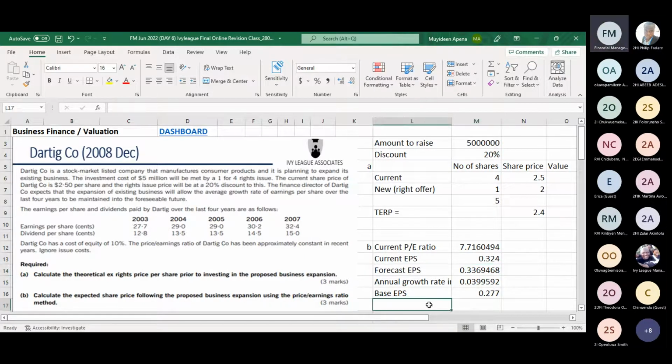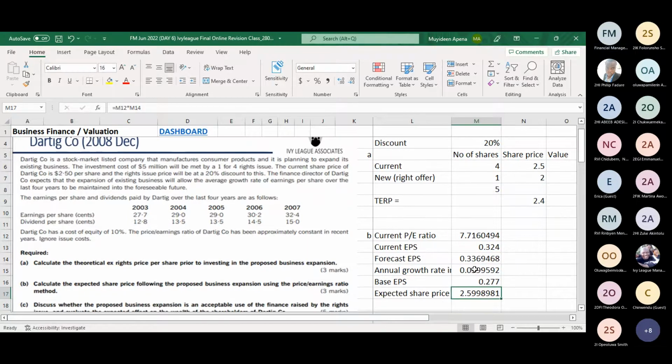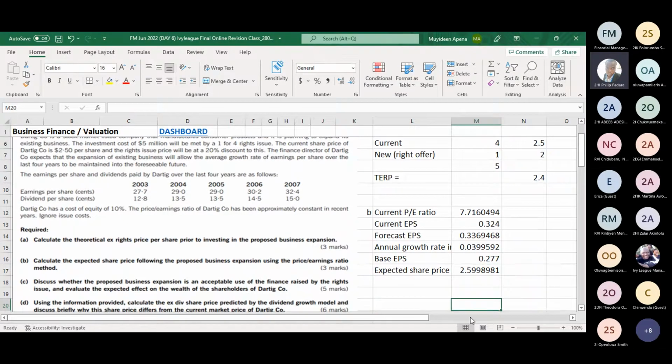So if we are now using the P/E ratio to value the company's share, what is the expected share price now? That's equal to the P/E ratio times the forecast EPS. So what do we have? 2.6 approximately, isn't it? It's just 3 marks.